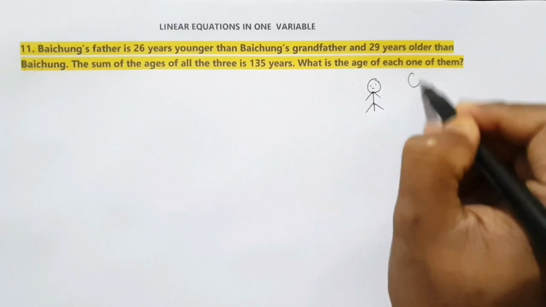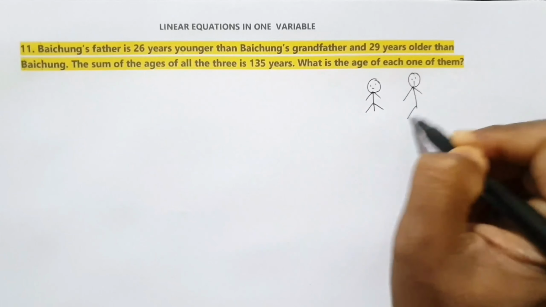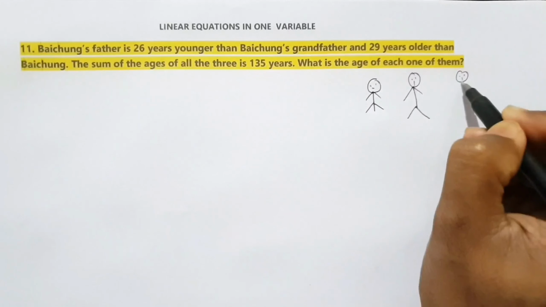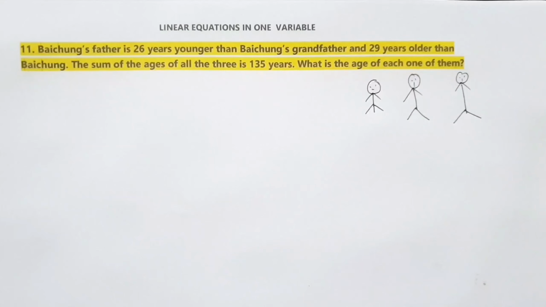Second character is Baichung's father. And the third character is Baichung's grandfather. Now if we read the question, they said Baichung's father is 26 years younger than Baichung's grandfather and 29 years older than Baichung. It means that Baichung's father is in between.